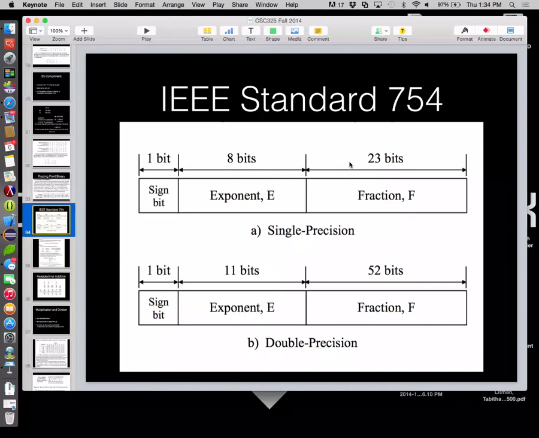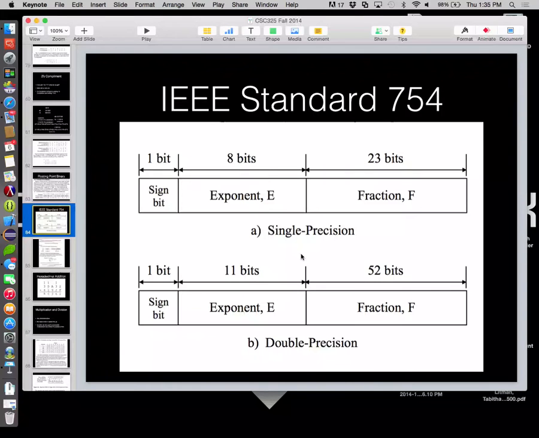So this is 23, 31, 32. So this is a 32-bit number, right? And this one is 52, 63, 64. This is a 64-bit number. Make sense? So in Java, a float could be implemented as a 32-bit number broken down like this, and a double could be implemented as a 64-bit number broken down like this.